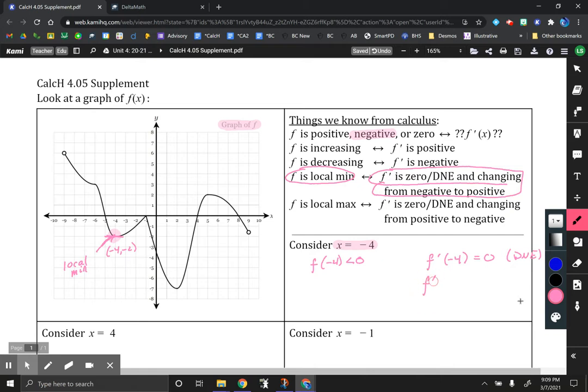But we also know that f prime will be changing from negative to positive. And this is all because x equals negative 4 is a local min.